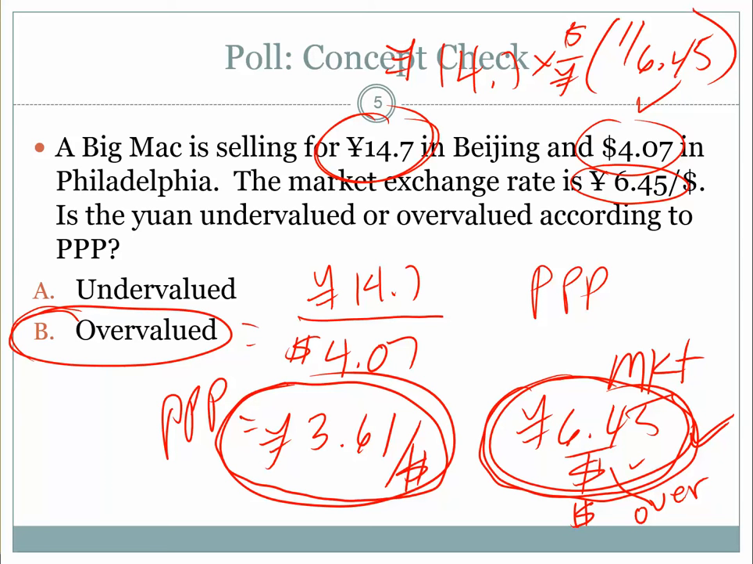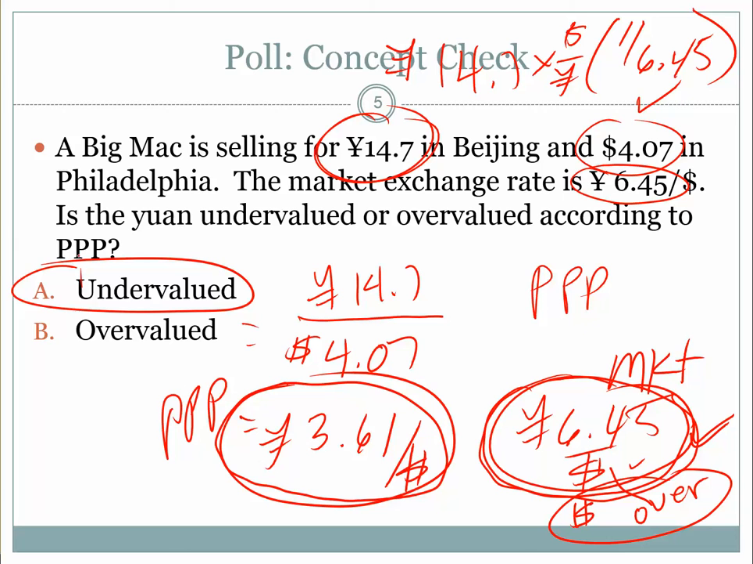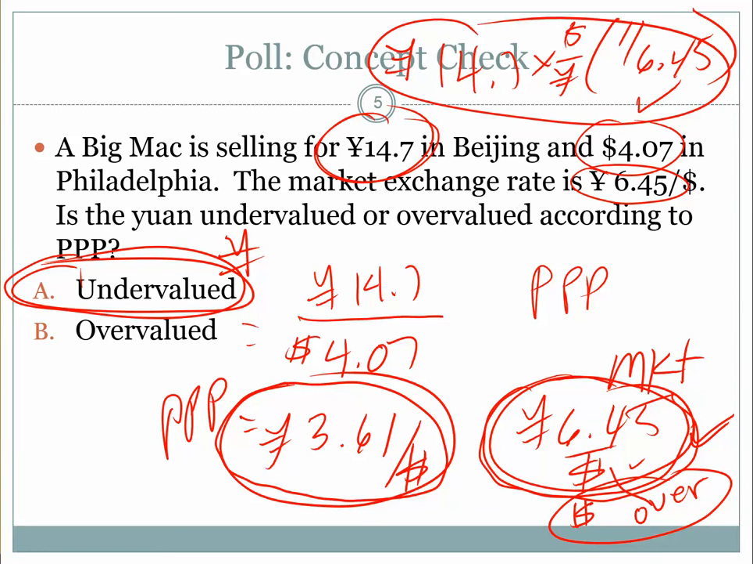So in that case, the price of a Big Mac in Beijing is too cheap, therefore the currency is undervalued. Oh, and I circled the wrong one there. Sorry about that. That should be undervalued. Remember, the dollar was overvalued here. The yuan is undervalued. So if you see that Big Macs are cheap in Beijing, according to PPP, it's because the exchange rate is too cheap.